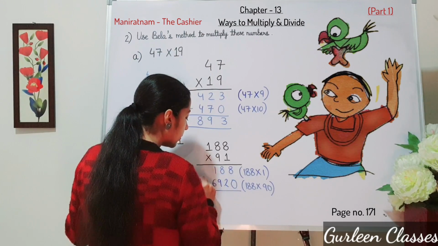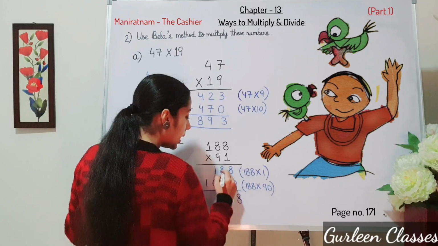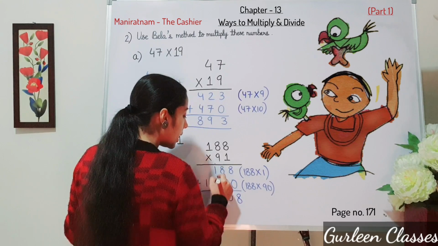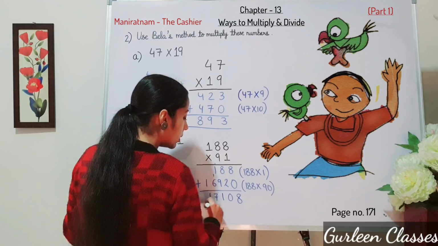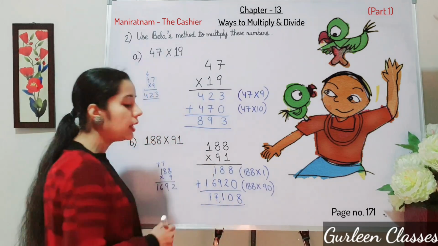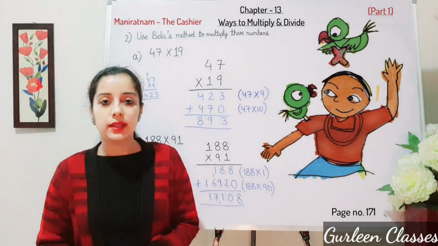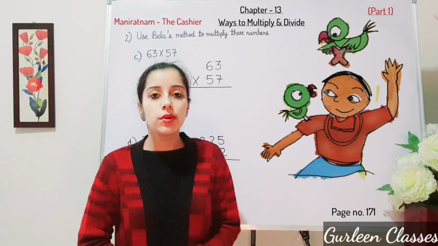So add here 8, 8, 9, 10, 0. 1 carry 9, 10, 11. 1 carry 7 and 1. So the answer is 17,108. C part, 63 into 57.